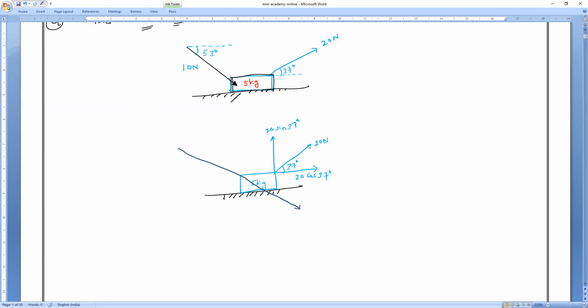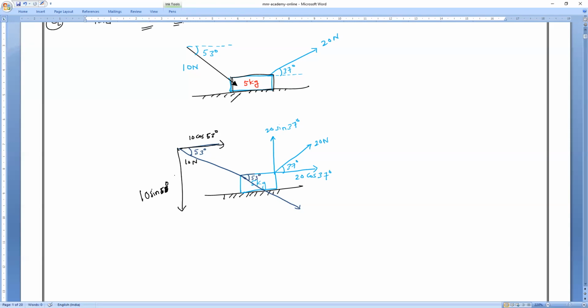If you observe here, what angle is it making? 53. If it is making 53 here, then here also it will make 53. Everywhere it will make 53. Am I right or wrong? Everybody please respond. Then on the x-axis it is 10 newtons, so 10 cos 53, and in the y direction, 10 sin 53.